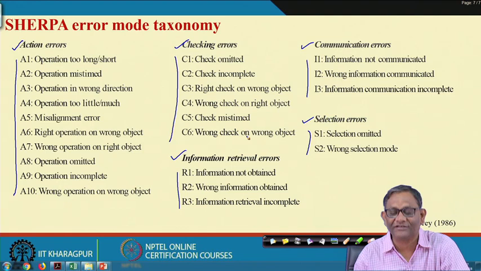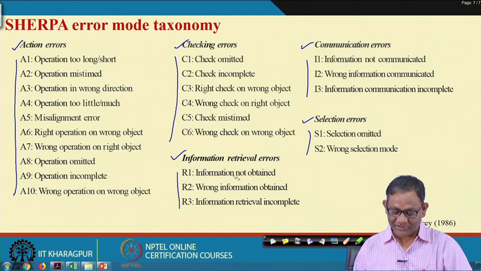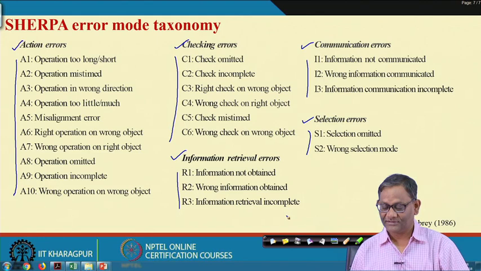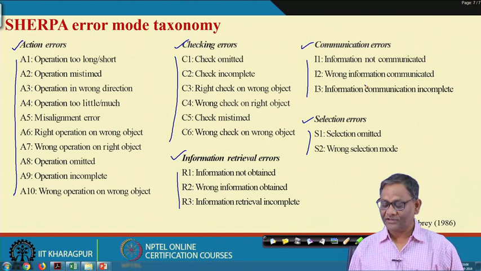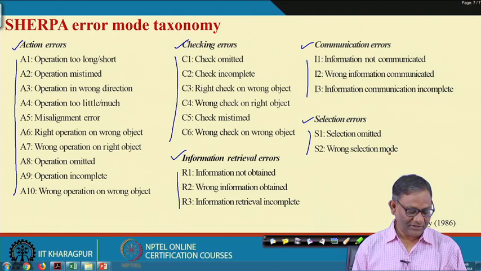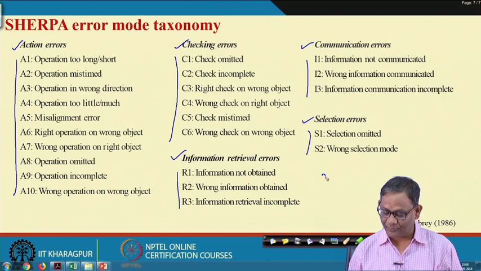Information retrieval: information not obtained, wrong information obtained, information retrieval incomplete. Information not communicated, wrong information communicated, information communication incomplete, these are under communication error. Selection error: selection is not done, wrong selection done. So, that is selection omitted and wrong selection done. So, that means 10 plus 6, 16, plus 3, 19, 22, 24, 34 different error modes.